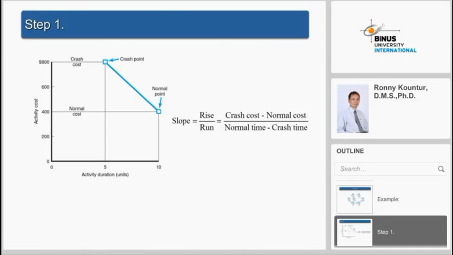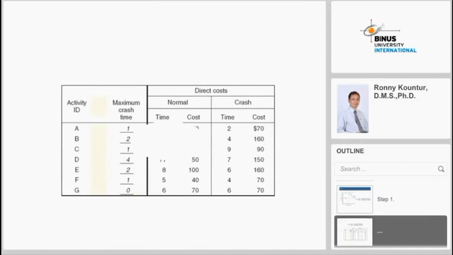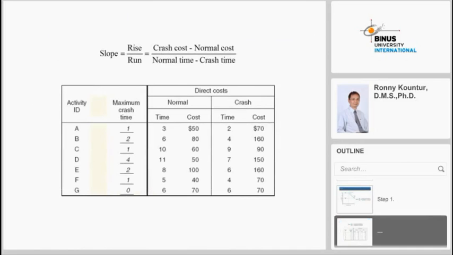Now let me show you how to compute the slope. Please look at the table. If you see in the table, activity A requires a normal 3 days to complete with the cost of 50. However, we can crash it, reduce the time to 2, but the cost will increase to 70.